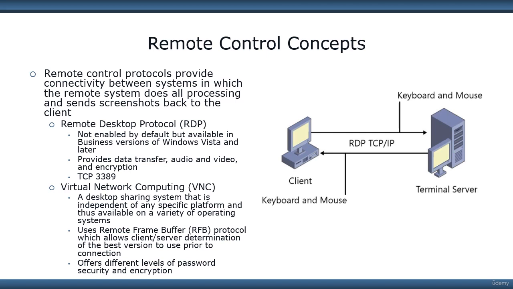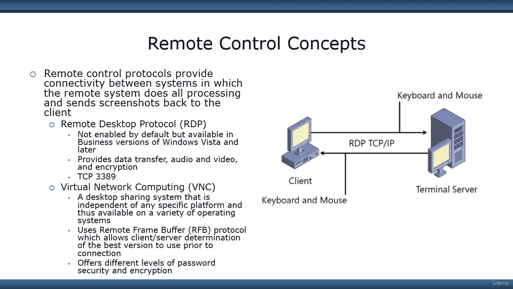Okay, so RDP is the most common. It's not enabled by default, but it's available in the business versions of Windows Vista and later, and technically XP. Again, nobody's running XP anymore. Nobody's running Vista, we hope. But you still run into a few Windows 7, Windows 8, 10, 11. They all support it in the business versions. They do not support it in the home version, just so you know. It does provide data transfer, audio and video, and encryption, and it operates on port 3389.